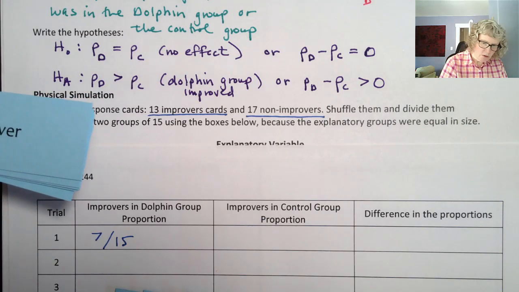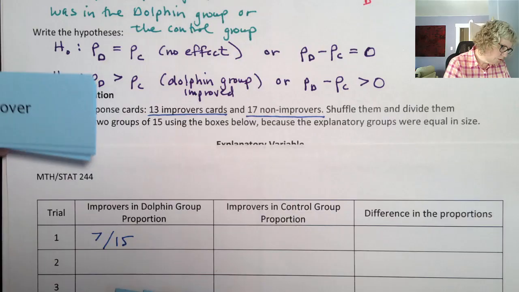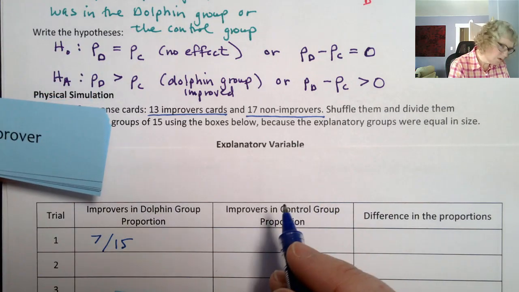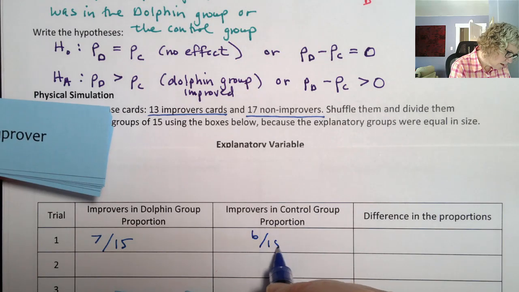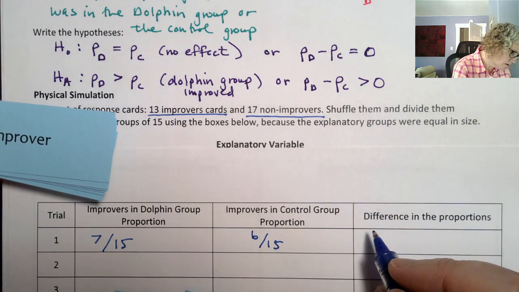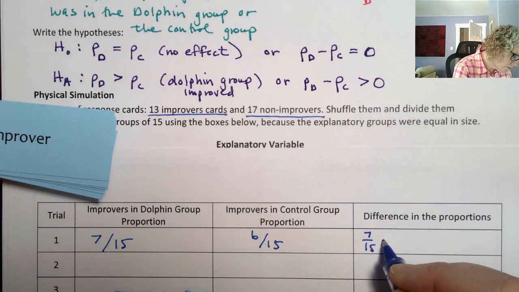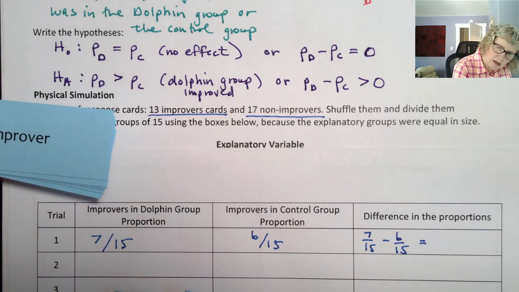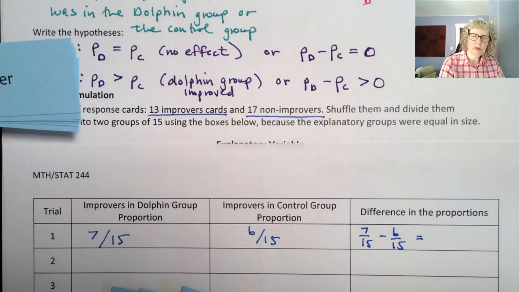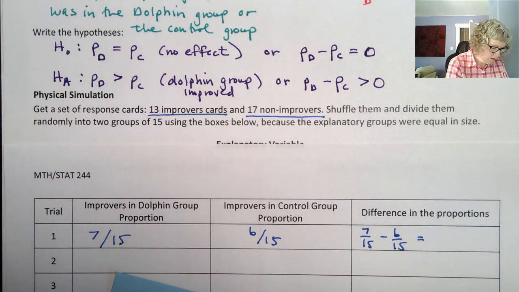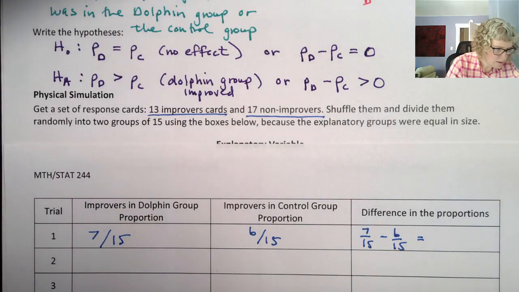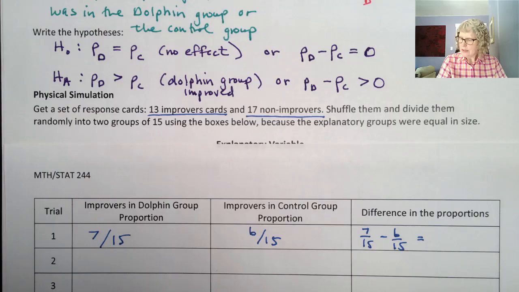And then I need to do the improvers in the control group. Well, I know that there are 13 improvers, so that's going to be 6 out of 15. So the difference is going to be 7 out of 15 minus 6 out of 15. We'll get a decimal for that. So that was with the blue cards. Let me do it again, but with the playing cards. Remember, we want to see what's likely to happen if there is no difference between the groups. So I've got my 13 and 17. I'm going to shuffle real quick. I'm going to pause it because I want to shuffle it really well.